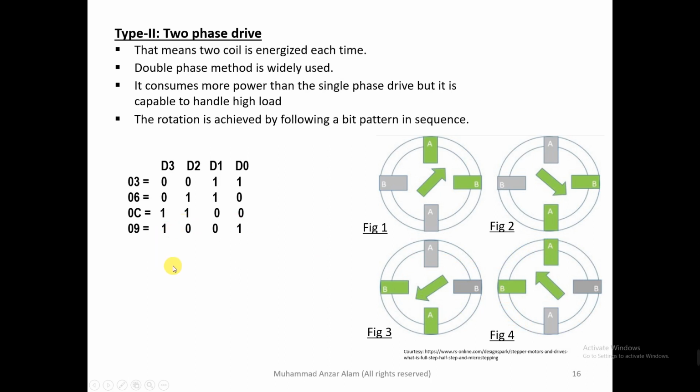So what we get here is the pattern of the signals: 03, 06, 0C and 09, and it will continue to repeat. After 09 we will have 03, 06, 0C again. This will continue to generate the signals from the microcontroller, and as a result it will continuously move the stepper motor in the clockwise direction.